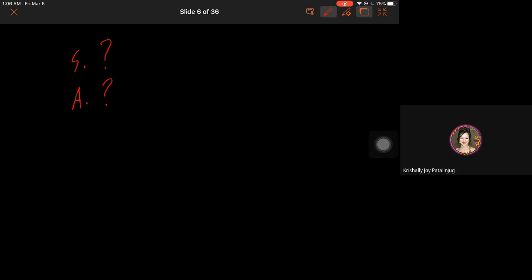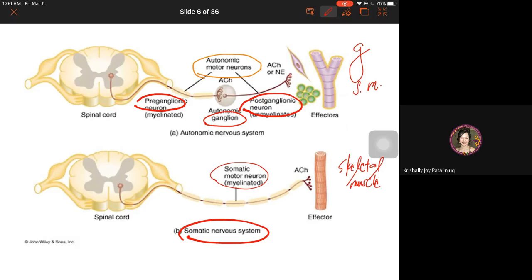Single neuron. Single neuron. Alright, somatic. Ganglion. Ganglion. Autonomic. Voluntary. Somatic. Two neuron system. Two neurons. Autonomic. Involuntary. Alright, autonomic. So I know with that basic information, you got the difference between the somatic and autonomic nervous system.